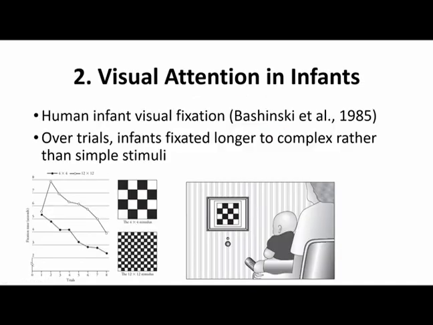Our next example, as promised, is visual attention in infants, in this case, human infants. So they used a task of human-infant visual fixation, which is what we see over here, where you have a baby and you show them a particular stimulus. And what we're measuring is how long they would pay attention to that particular stimulus. So we would call that fixation time, which is a fancy way of saying how long will they stare at that stimulus before they get bored.